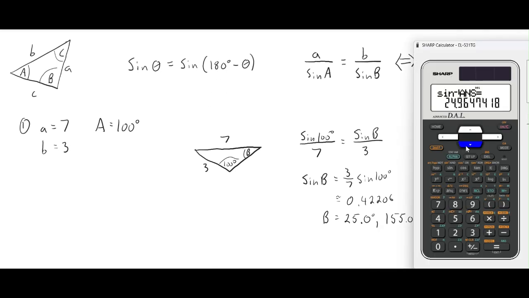Just check if you want to be sure. Okay, so sine of 25 is 0.422618. You can see it's not exactly the same as the number we had there because we made that small approximation. But let's try the other one. Sine of 155 is 0.422618 again. So they both have the same sine.